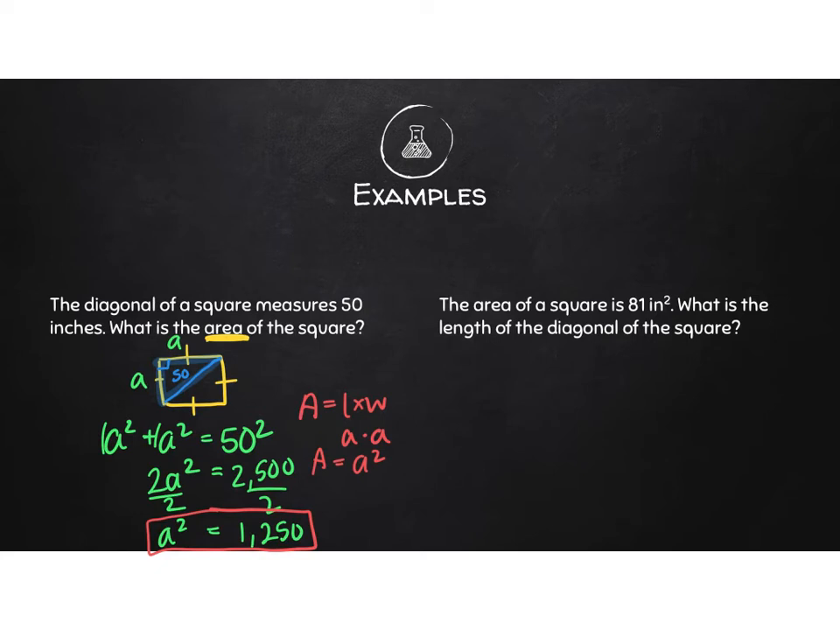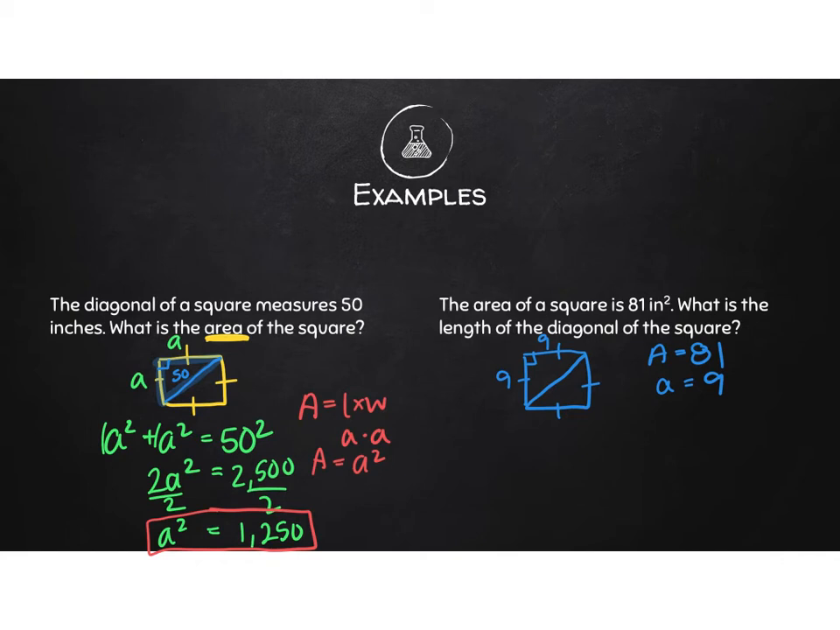All right, let's look at another problem. The area of the square is 81 inches squared. What is the length of the diagonal of the square? So this is similar to our last problem, but we're actually going to work in the opposite direction. So again, we have a square. We have our right angle here. We need to find the diagonal. We know in our square that all the sides are exactly the same. And if the area is 81, that means that our side length, or A if we call it, is 9, because 9 times 9 is 81.